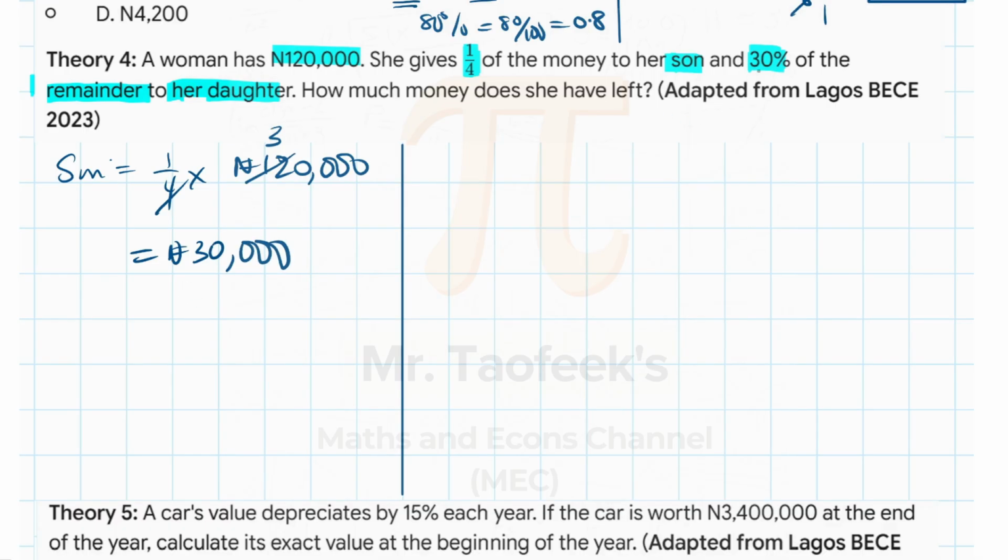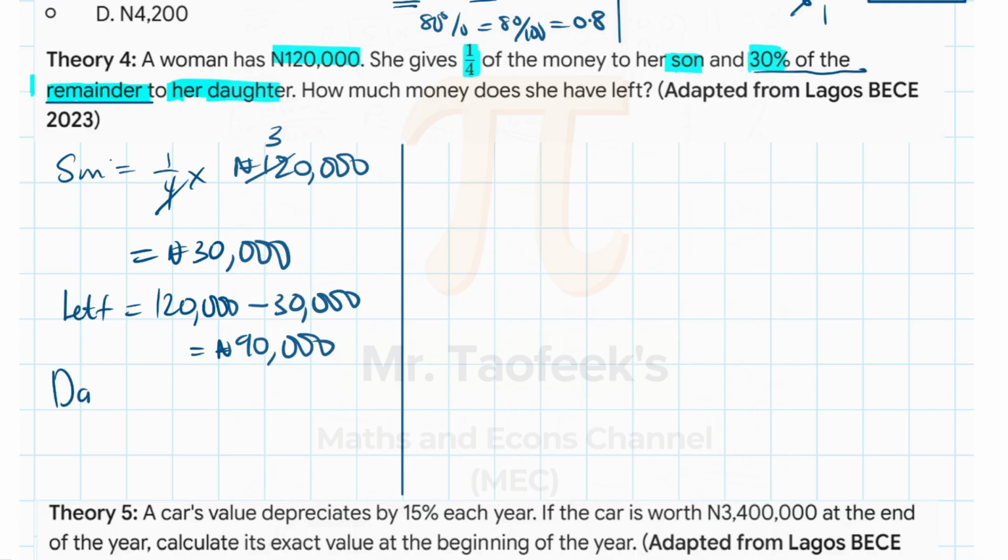And then 30% of the remainder. Sometimes students make a mistake of doing 30% times 120,000, which is not correct. So 30% of the remainder to our daughter. First we need to know how much is left after giving 30,000 naira to the son. So it's going to be 120,000 take away 30,000, and what is left is 90,000.